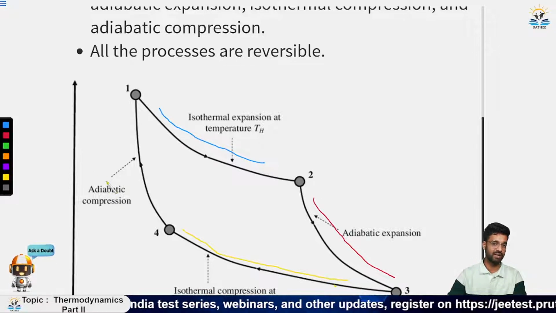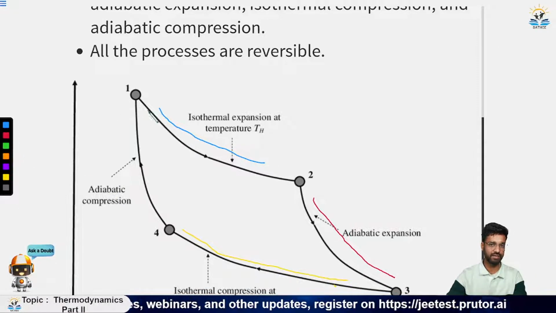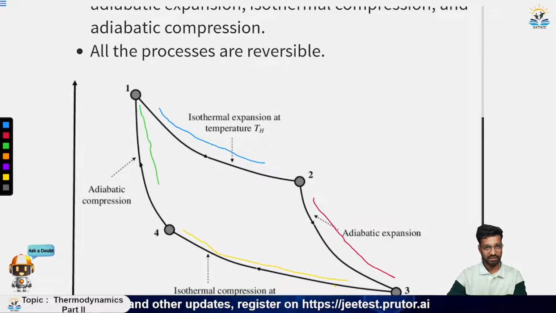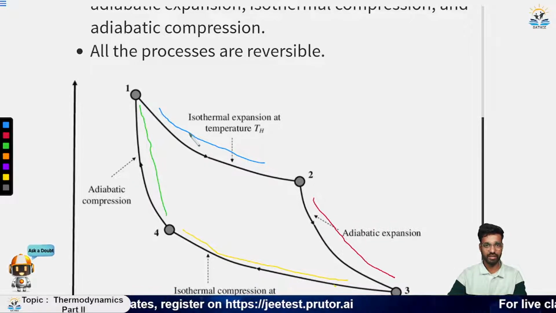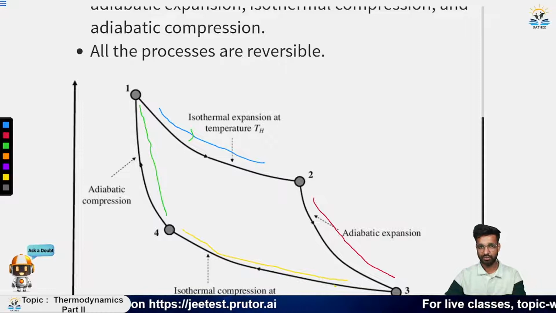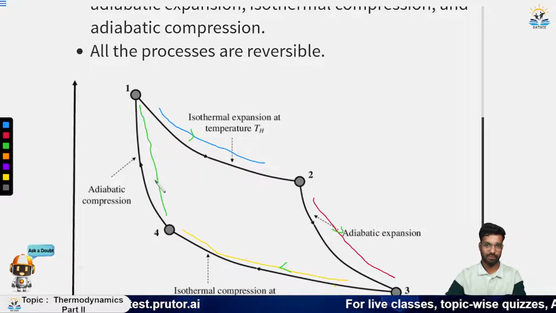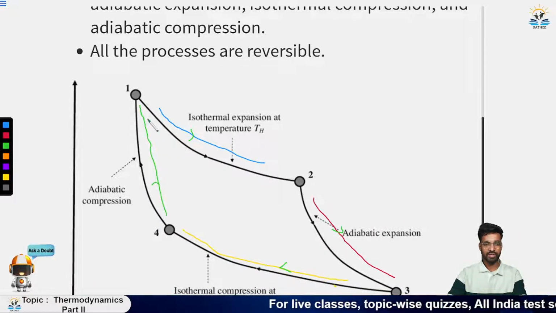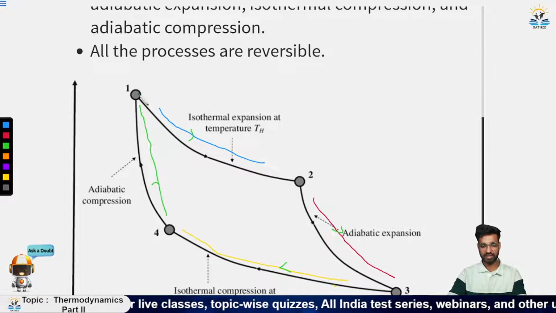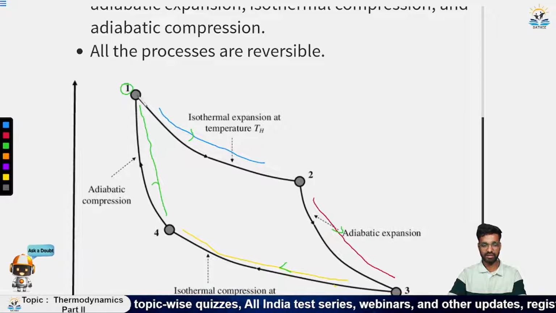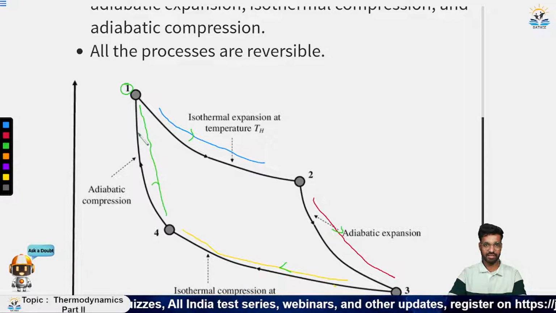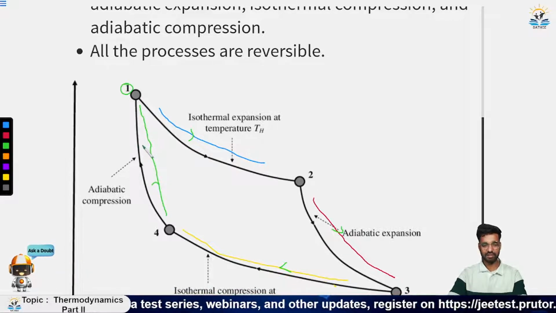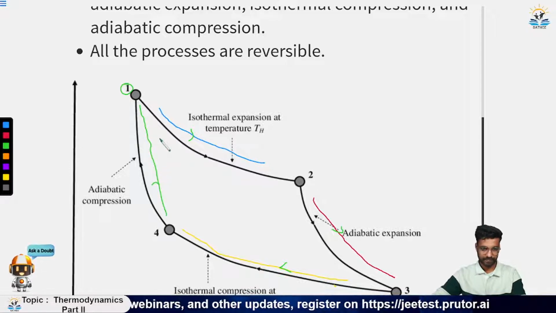And again, we do the adiabatic compression to move to the initial state. So we have started from state 1, moved to state 2, then to 3, 4, and back to 1. So we are doing a cyclic process here, because we start from state 1 and move back to that initial state. So the Carnot cycle is a cyclic process.